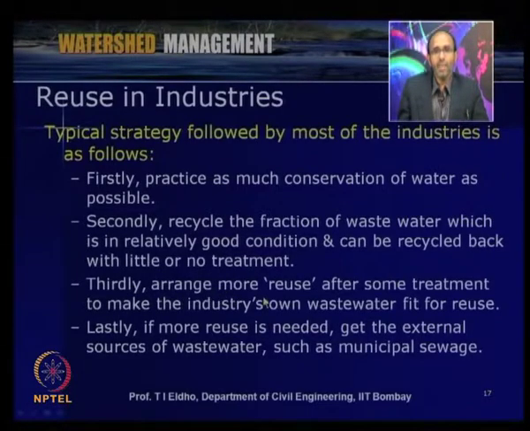Then thirdly, we can arrange for more reuse after some treatment to make the industry's own wastewater fit for reuse. So the third aspect in industrial reuse is that they have to collect all the effluent or wastewater coming from various plants, give appropriate treatments, reclaim the water, and then go for the reuse.